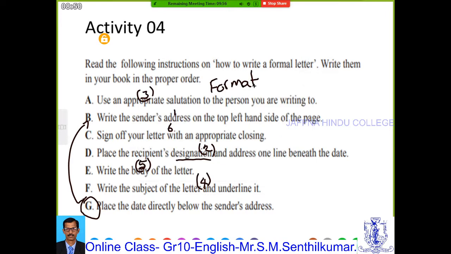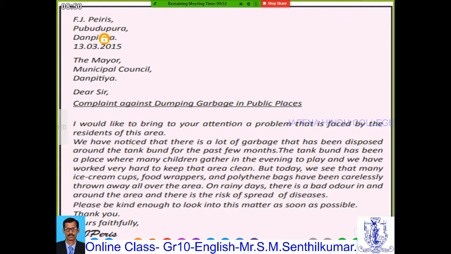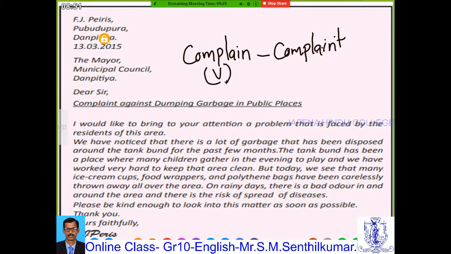Next, I'm going to do this from the textbook. This is one of the complaint letters. First of all, what's the difference between complaint and complaint? This one is a verb form. The meaning is the same. This one is the noun of the word. Is it okay, clear?